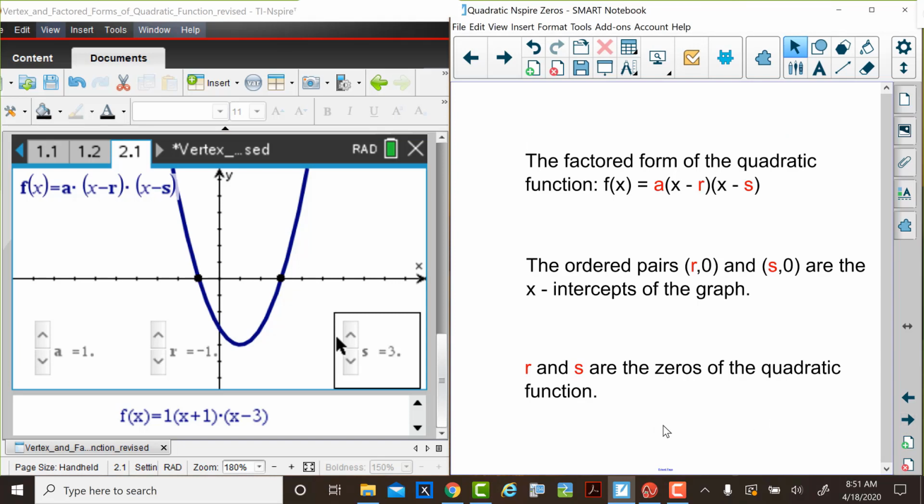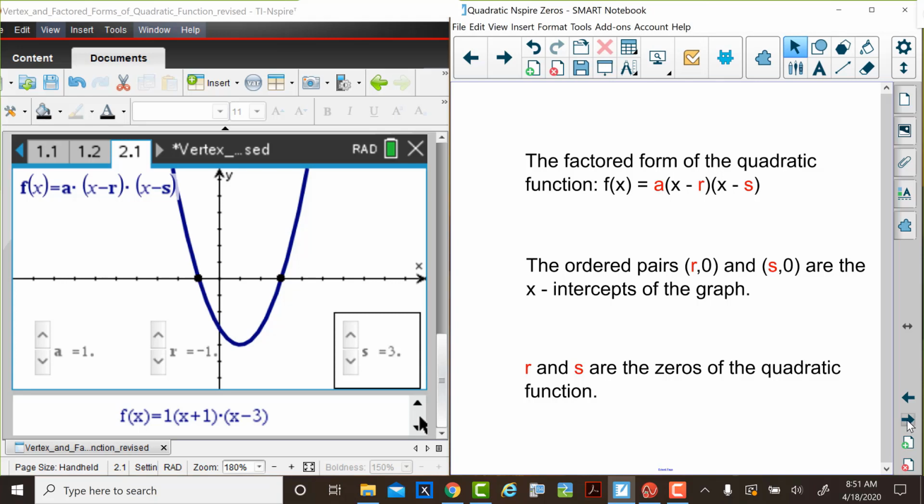The factored form is given again at the top of the page. And to review, the ordered pairs (r, 0) and (s, 0) are the x-intercepts, and r and s are the zeros of the quadratic function. Please look at the graph on the left. r is equal to -1, s is equal to 3. Our ordered pairs for our x-intercepts are (-1, 0) and (3, 0), and the factored form is shown at the bottom.